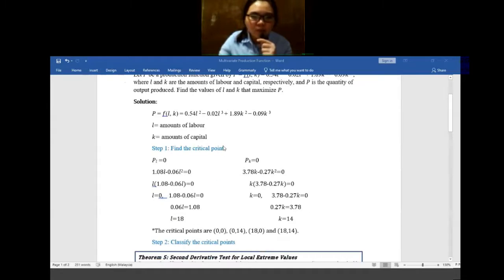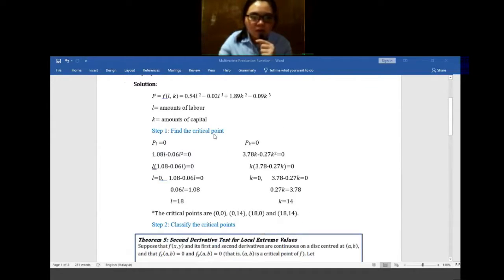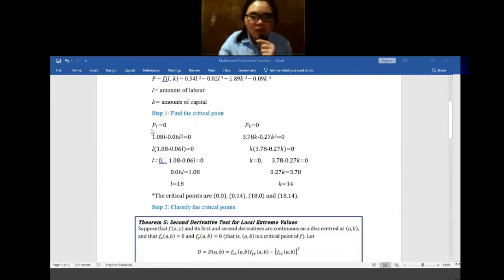So the first step, we need to find the critical point. So we let the first derivative of function P with respect to L equal 0. And then find the derivative. We can get the answer is 1.08 L minus 0.06 L squared equals 0. And the answer of L is equal 0 and 18.